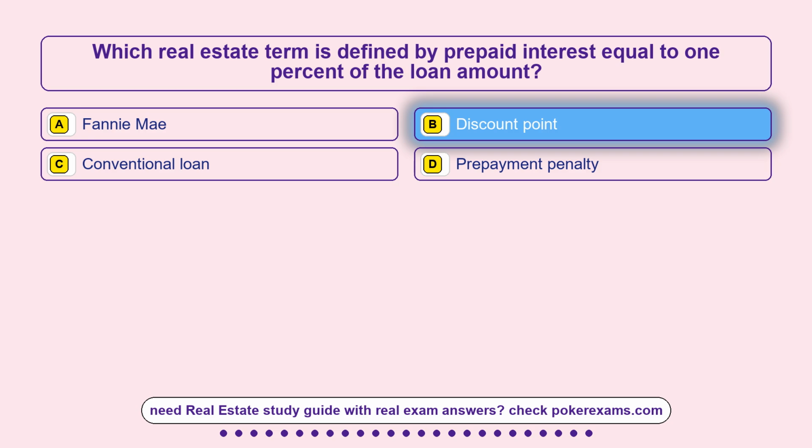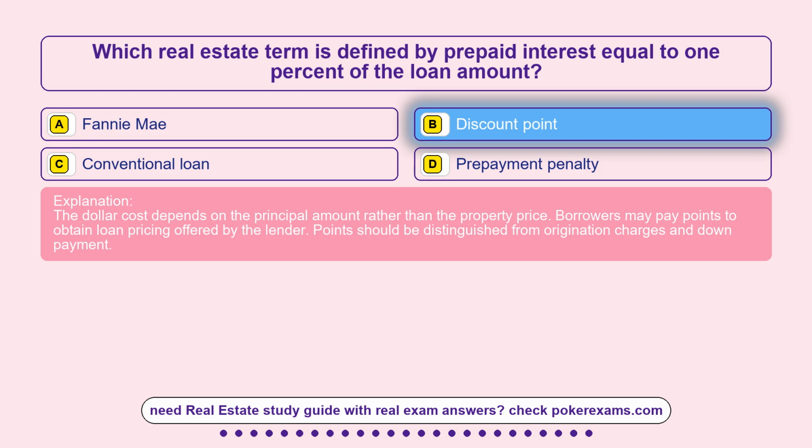Discount point. The dollar cost depends on the principal amount rather than the property price. Borrowers may pay points to obtain loan pricing offered by the lender. Points should be distinguished from origination charges and down payment.